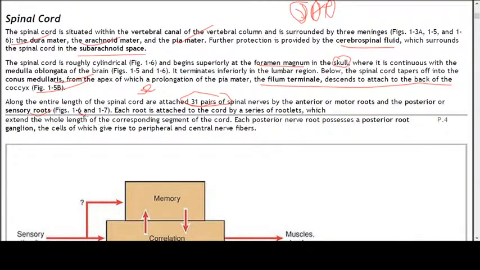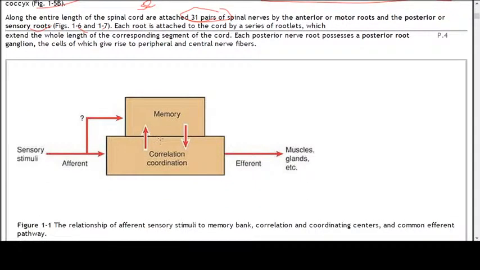It is given in figure 1.6 and 1.7. Each root is attached to the cord by a series of rootlets, which extend the whole length of the corresponding segment of the spinal cord. Each posterior nerve root possesses a posterior root ganglion, the cells of which give rise to peripheral and central nerve fibers.